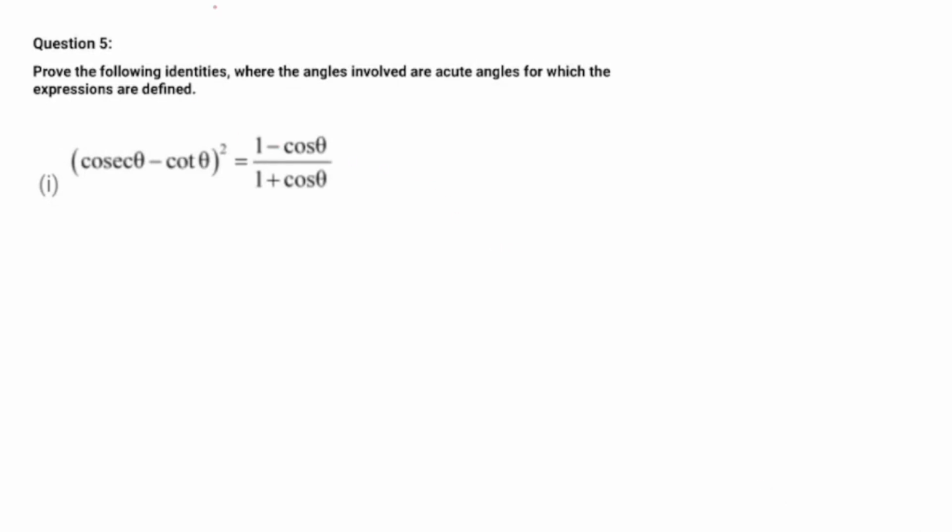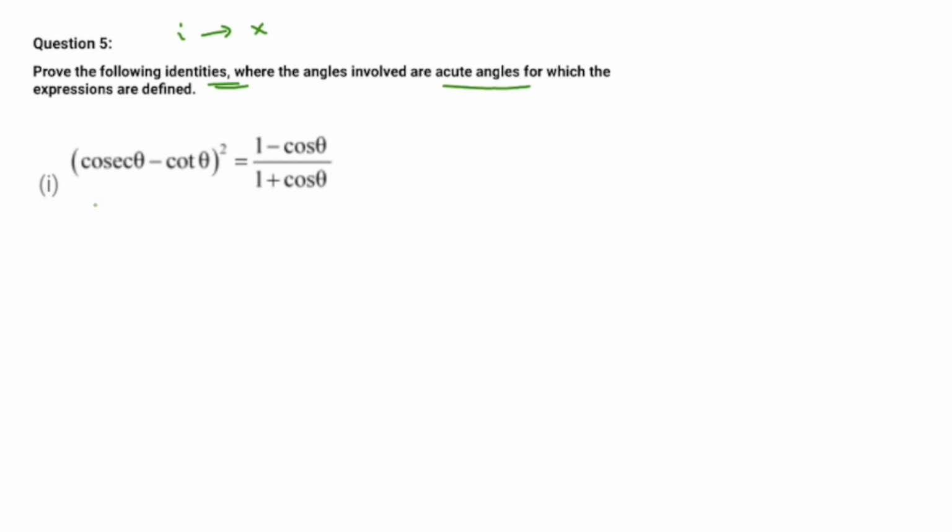Question number 5. Prove the following identities where the angles involved are acute angles for which the expressions are defined. So in this problem we have 1 to 10 problems. What they are asking us is to prove the identities here. You can prove by taking LHS equal to RHS, or you can prove by taking the RHS and proving it equal to LHS.